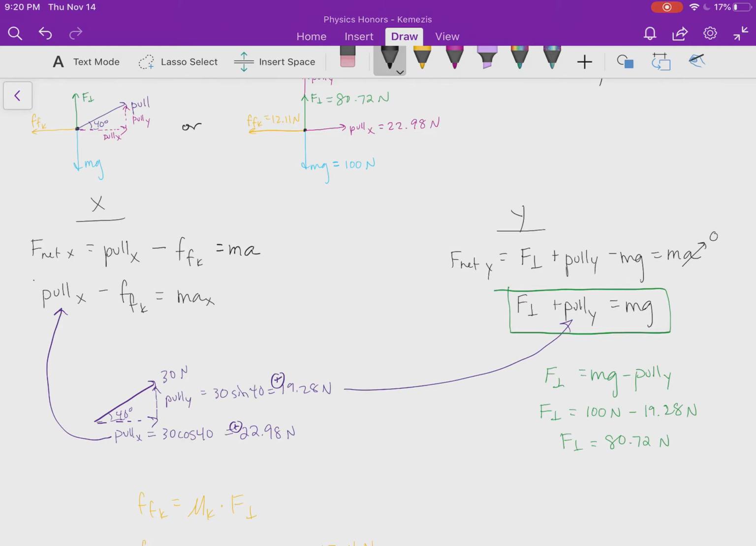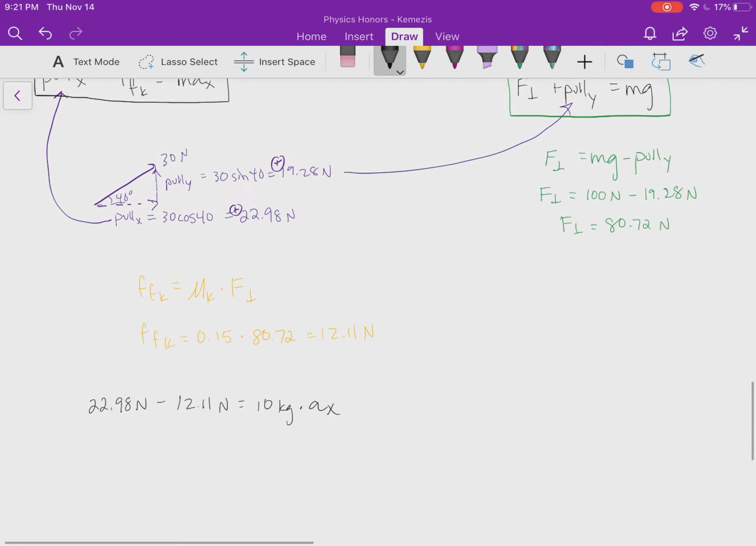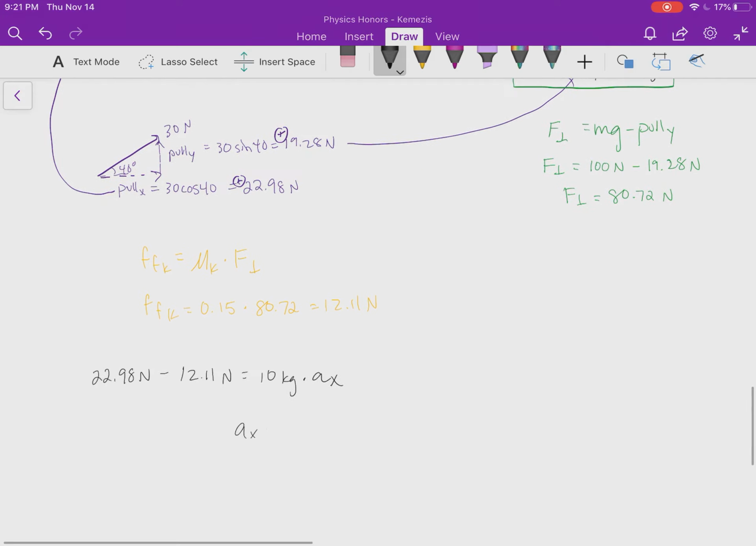And what we're going to do to find the acceleration is we're just going to take this equation, our F net equals ma, and we know our pull x, 22.98 newtons. We know our force of friction, 12.11 newtons. And that's going to be equal to the mass, which is 10 kilograms, times the acceleration. And I'm just going to be clear and say that this is the acceleration in the x direction, a sub x. So if we solve for this equation, we will get 1.09 meters per second squared.